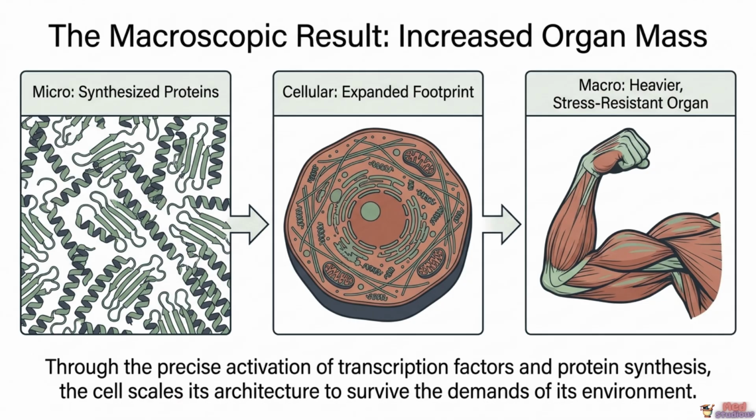In pathologic hypertrophy, it produces an organ that is structurally compromised, architecturally distorted, and heading toward failure. This three-level cascade, from synthesized proteins to expanded cell to heavier organ, is the complete story of hypertrophy, told from the molecular to the macroscopic. And it is a story that bridges basic science and clinical medicine in the most elegant possible way.